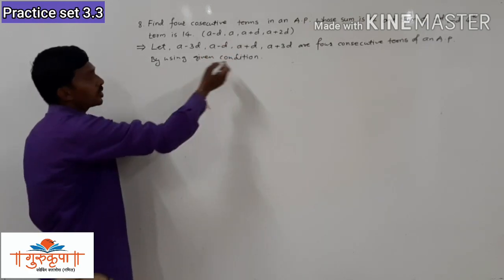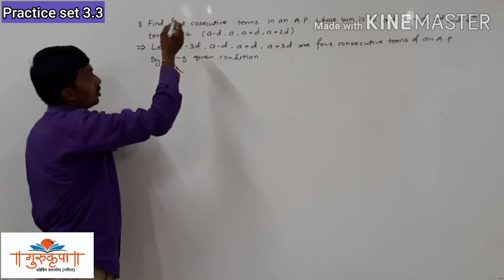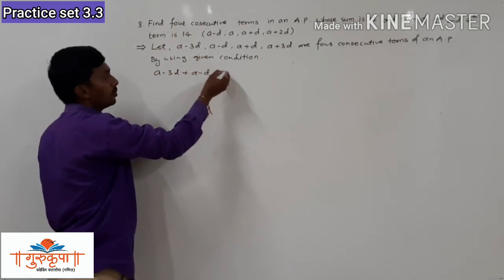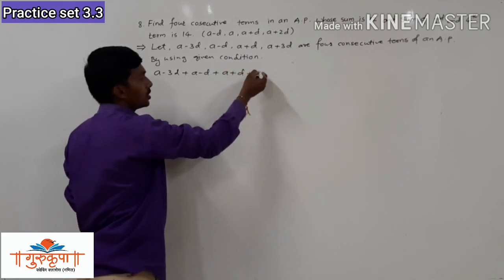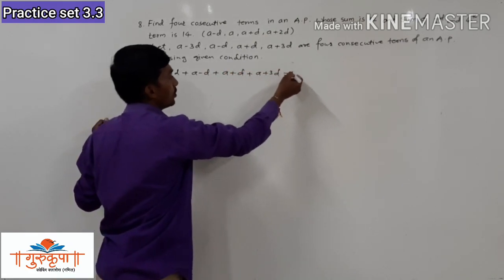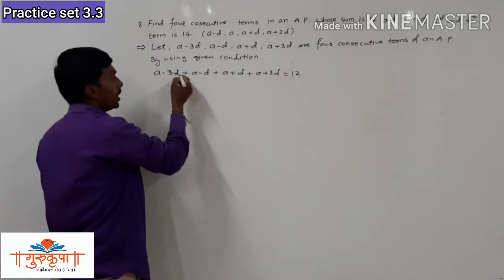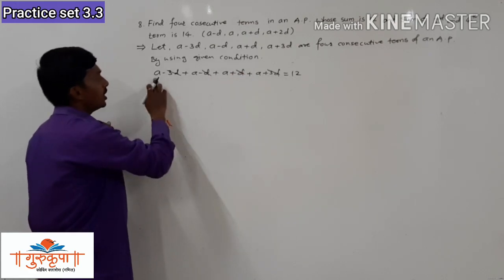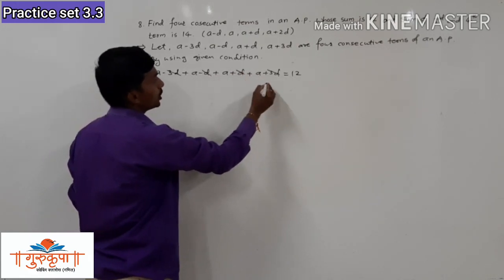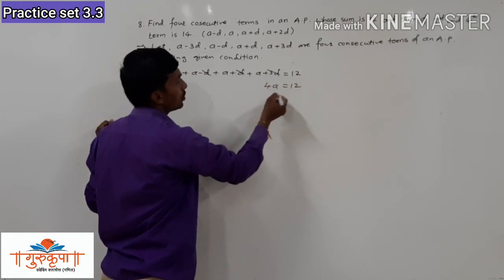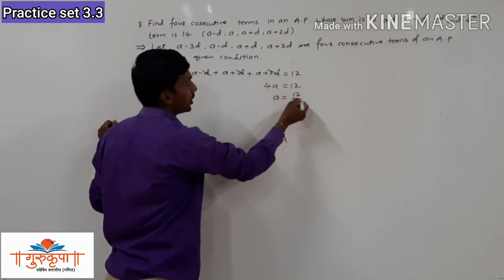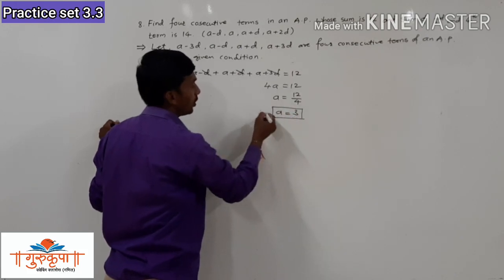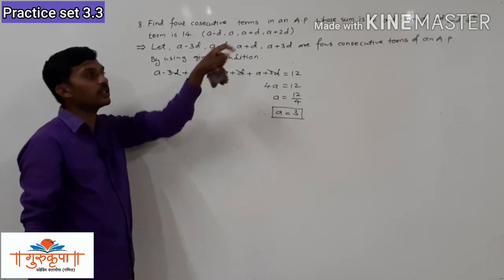So by using the first condition, the sum of all the terms, that is a minus 3d plus a minus d plus a plus d plus a plus 3d, the sum of all the 4 terms is equal to 12. Here minus 3d plus 3d cancelled, minus d plus d cancelled, a plus a plus a plus a, that is 4a is equal to 12, and we have a equal to 12 divided by 4, that is a is equal to 3. Now we have to get the value of d using the second condition.